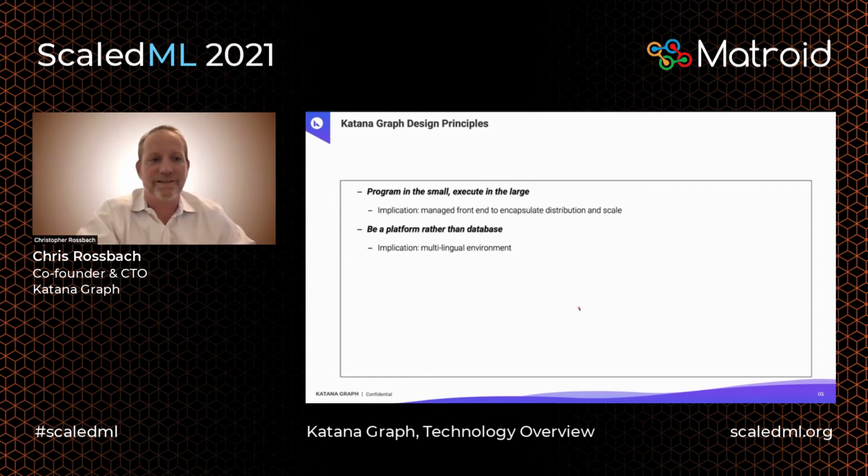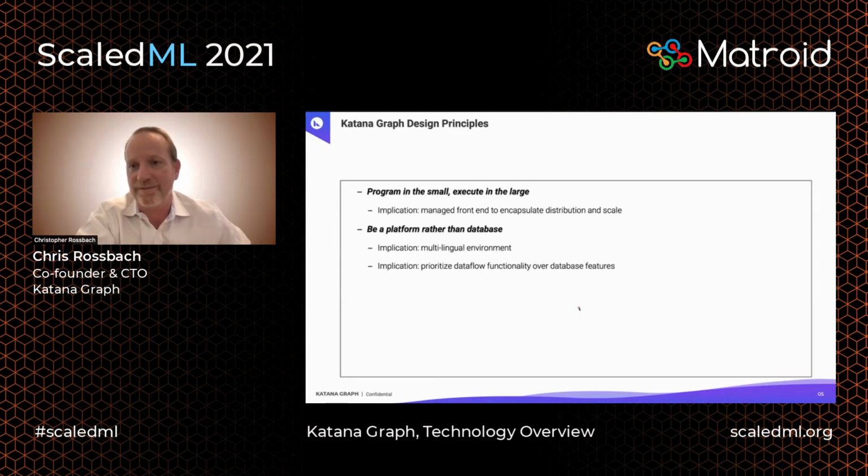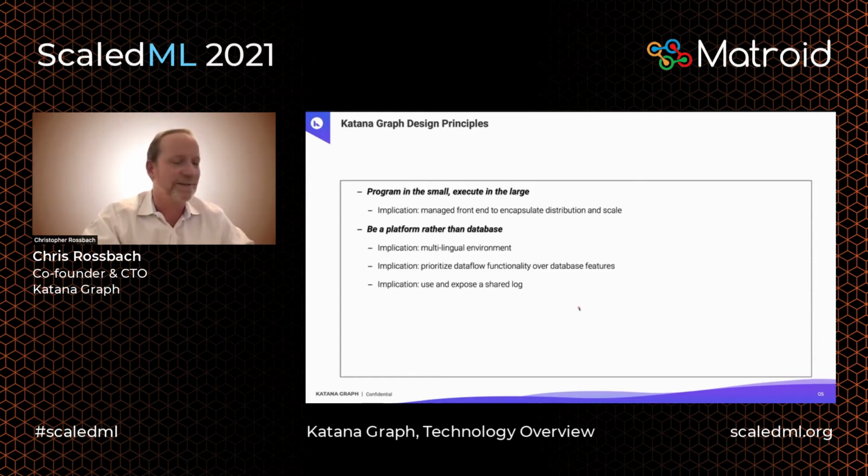It further implies that we want to prioritize data flow functionality over database features. So Katana Graph supports a fully featured graph database, but the platform itself is capable of quite a bit more. And I'll talk about how and why that is the case in the coming slides. And it also implies the use and exposition of a shared log. And actually, this may not be a fundamental implication. This may be more of a design decision, but I think it's incredibly important to being a platform. And I'll spend quite a bit of time on this.